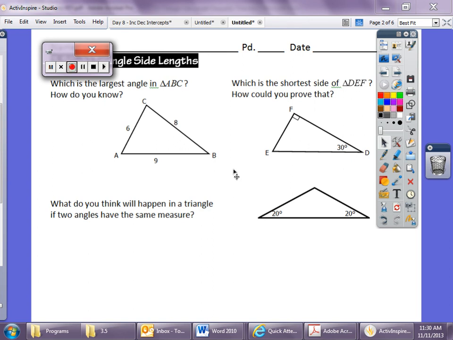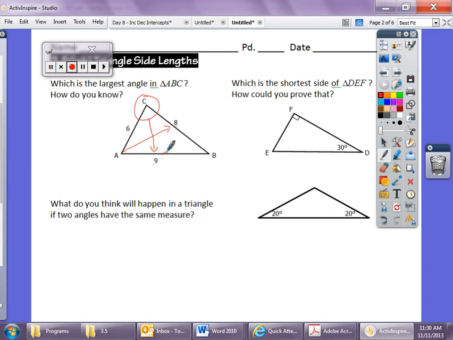Alright, 3.5 continued. We're going to be looking at some triangle side lengths and the triangle inequality theorem. So if we look at this, it says, which is the largest angle in triangle ABC? Well, by looking at it, we can recognize that it's obviously not B. This is the smallest. A, C, well, C looks bigger than A. And if you notice, this number is 9 compared to A, which is 8.